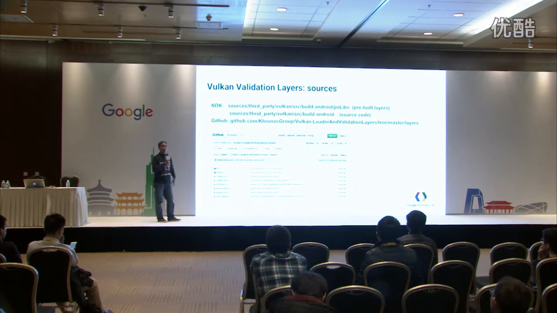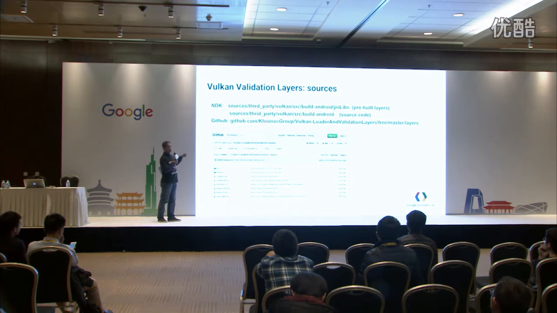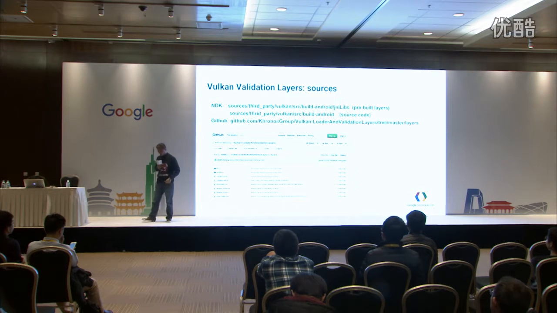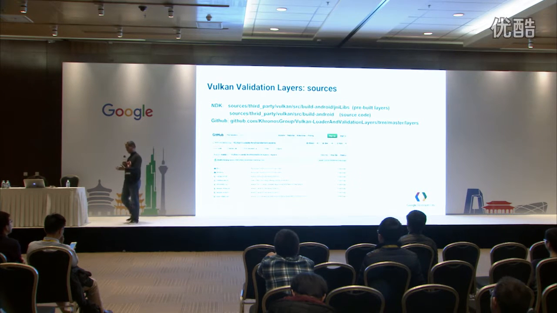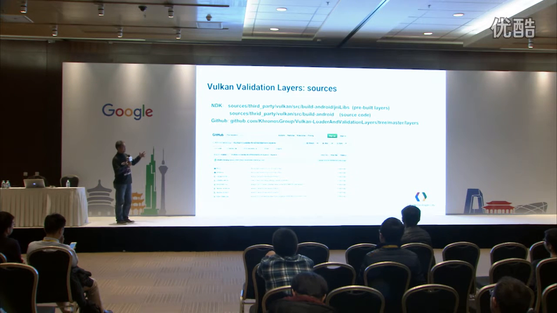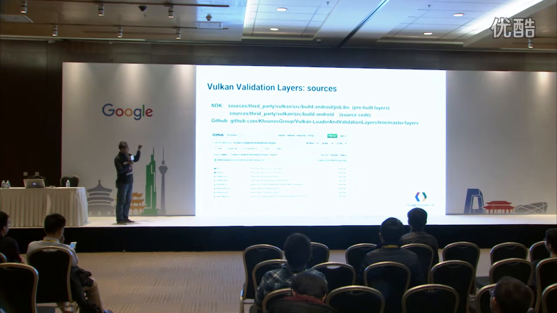You can directly use them, or if you want to get more hands-on, later on we can show you. For example, if you want to trace the code, you need to build the layers yourself together with your application, built at the same time, so the symbols are set up correctly for your IDE. So you can trace the code from your application into the validation layers.